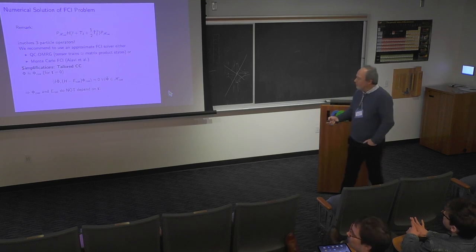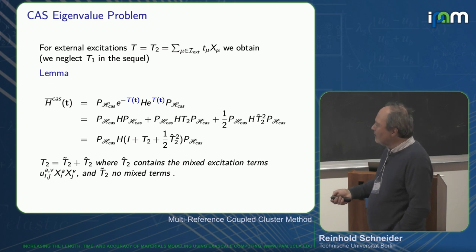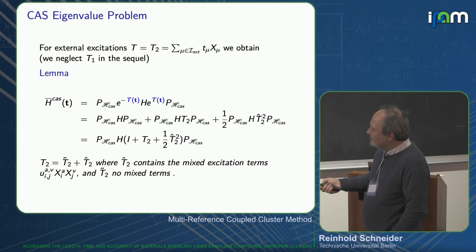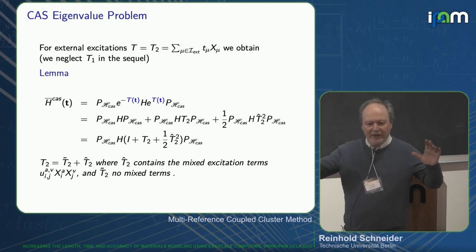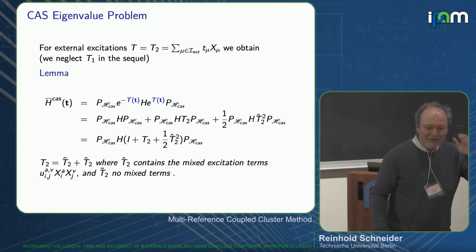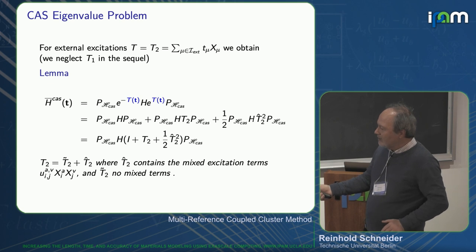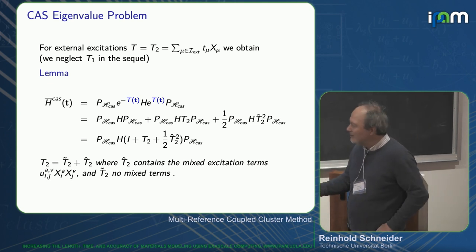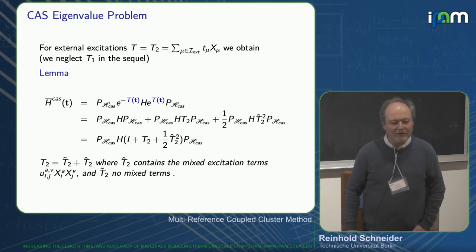Okay, and the people who have introduced this method, Adam Abramovich and so on, for the single reference case, have assumed that the CAS space is very small. They have only four basis functions for the CAS space, so they can almost do it by hand in their examples. Yeah, okay, fine. I'm almost at the end. And in their examples, they know how to choose the CAS space and so on.